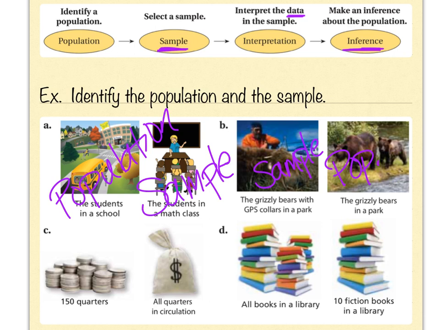For C, we've got 150 quarters, or all the quarters in circulation. Of course, there are more quarters in circulation. That's the population, and these 150 quarters would be the sample. And then D, all the books in the library, or 10 fiction books. All the books in the library would be the population, and the 10 fiction books would be the sample.